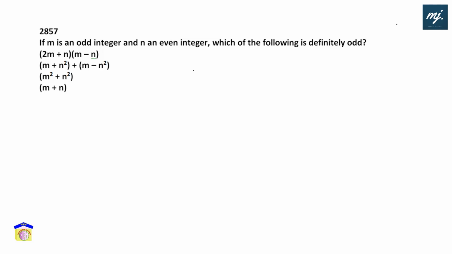Again, a basic surface based question where we can take some integers and try to solve. Which of the following is definitely odd? M is an odd integer, M is 3, and N is even, N is 4. So first one, 2M plus N is 6 plus 4, 10. That will be an even because it is 10, whatever we multiply.